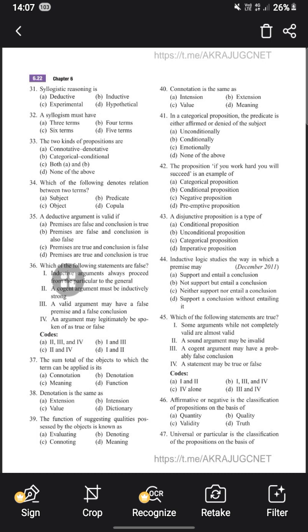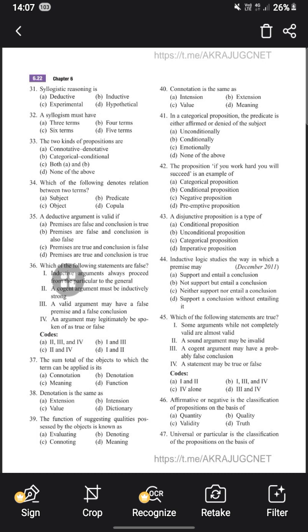The two kinds of propositions are what? Question 33 is B, categorical and conditional. Two kinds of propositions are categorical and conditional. Which of the following denotes the relation between two terms? Question 34 is D, that is copula. A deductive argument is valid if, 35 is D, premises are true and conclusion is true.